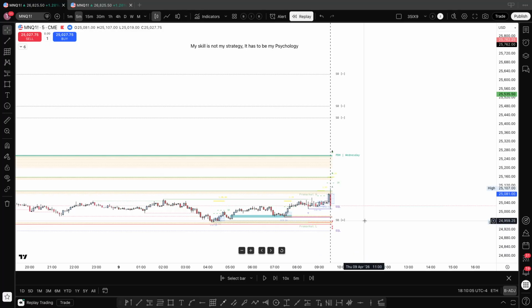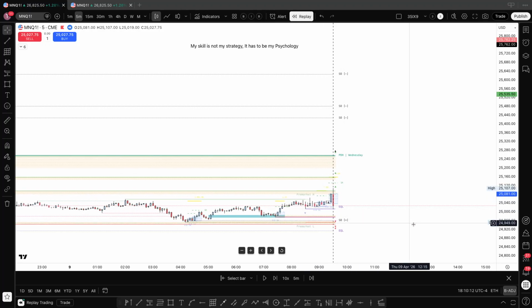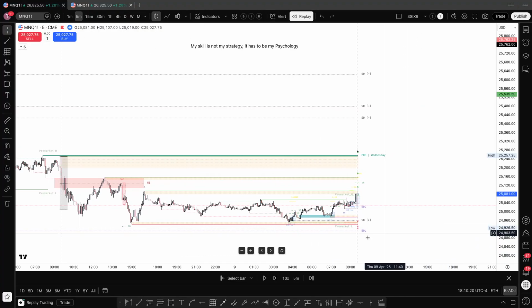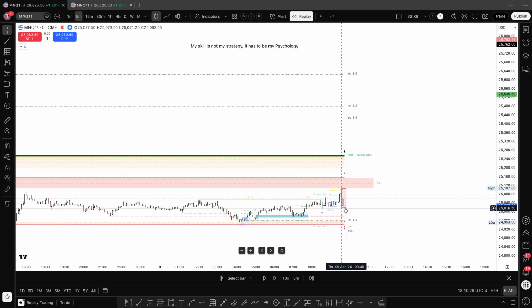Okay, so at the open, we had a bearish candle. We swept the liquidity up here and started going bearish. And we do have lows from yesterday down here. Okay, I want to see what the next candle does. Next candle went back into the range.